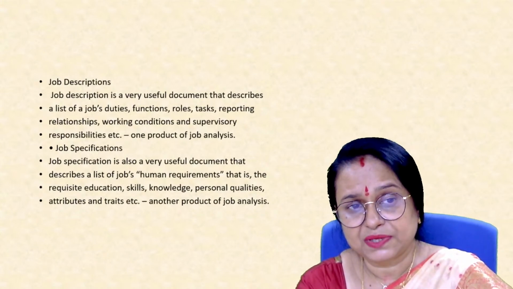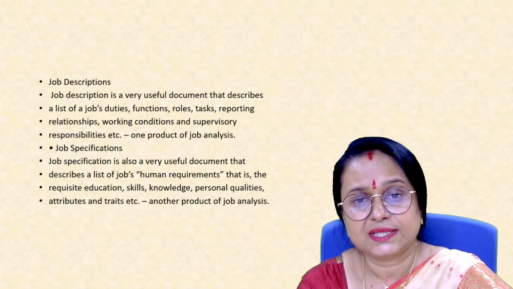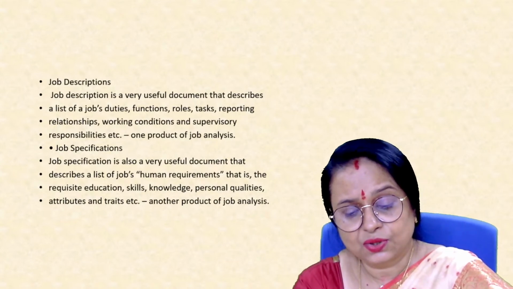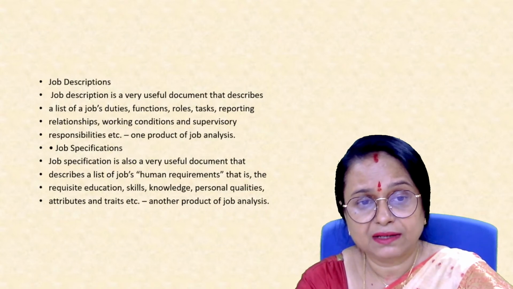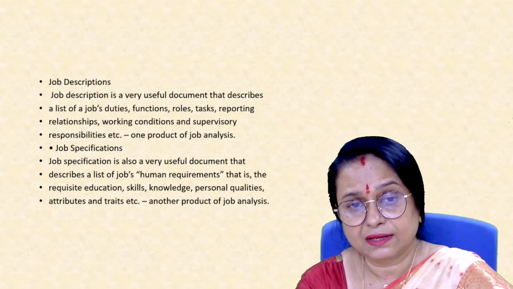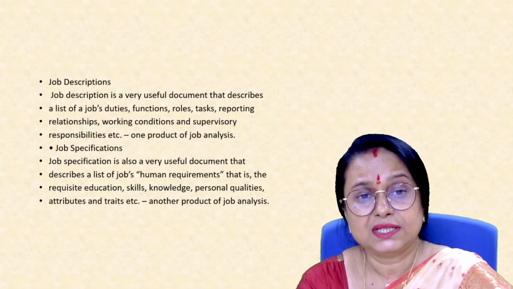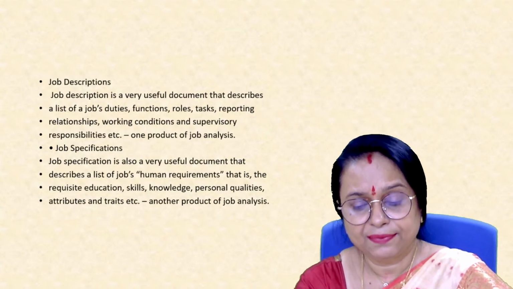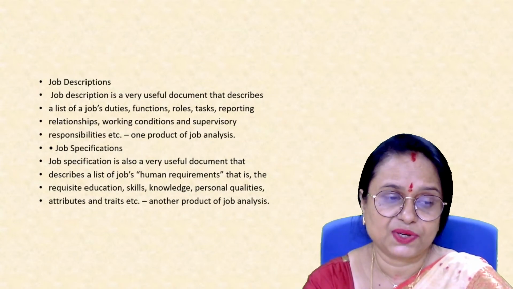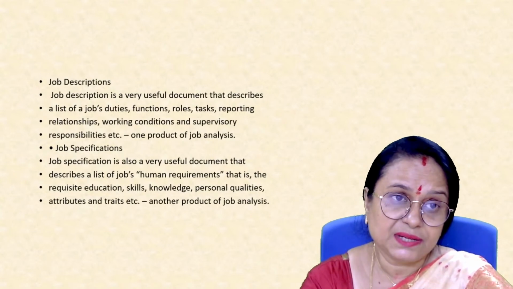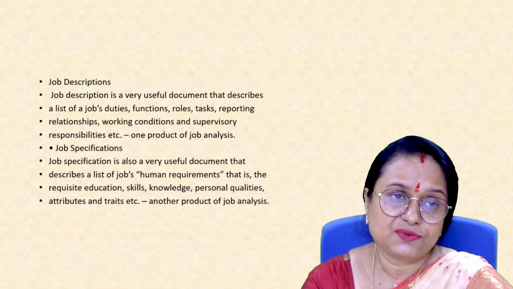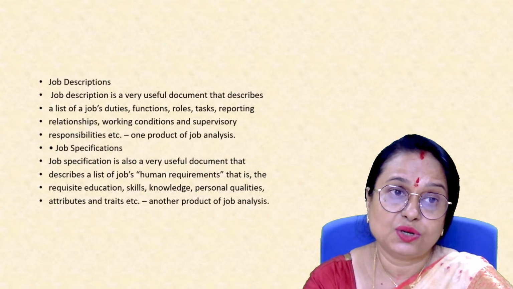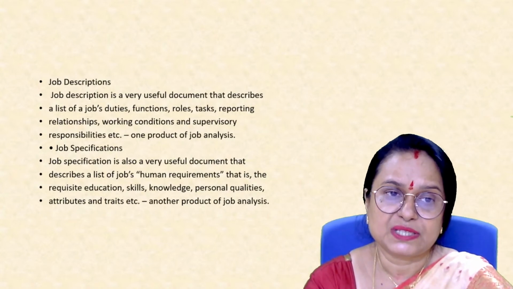And what is job specification? Job specification is the SKA and the competencies. That means what is the employee's educational background, what are the skills, knowledge, and abilities he is having, what are his personal capabilities, what are his personal attributes and traits. These are included in job specification. So, job analysis has two parts. One is job description and one is job specification.